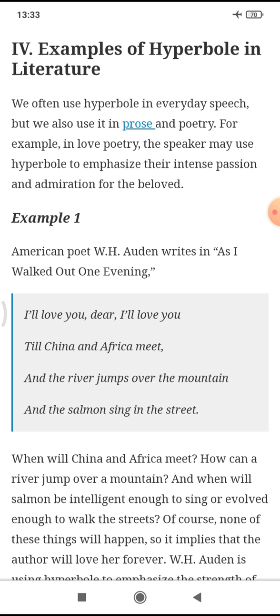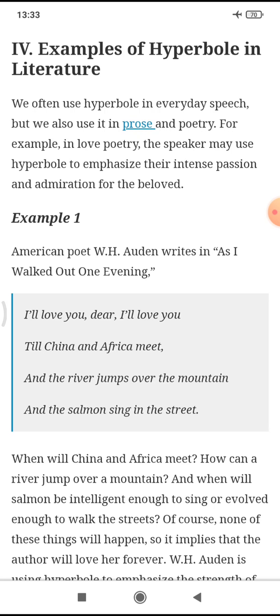Can you imagine China and Africa, which are geographical entities, can meet each other? It is not possible, literally, but it means that the whole people of the world, when they come together, the people of China and Africa will come together. "And the river jumps over the mountain, and the salmon sing in the street."